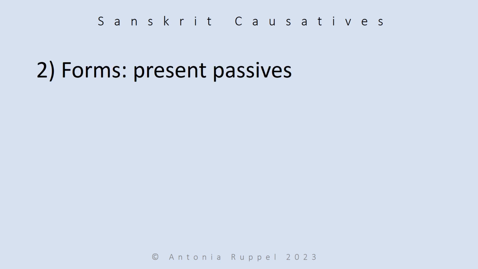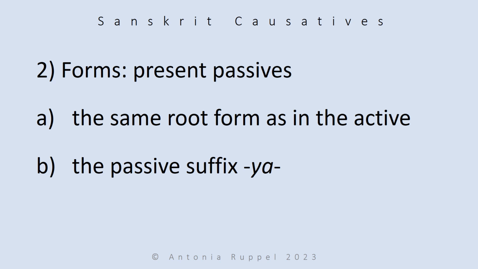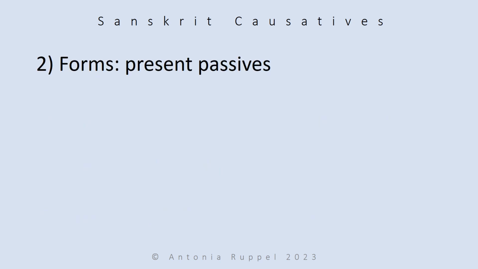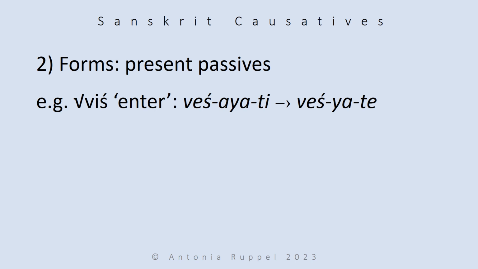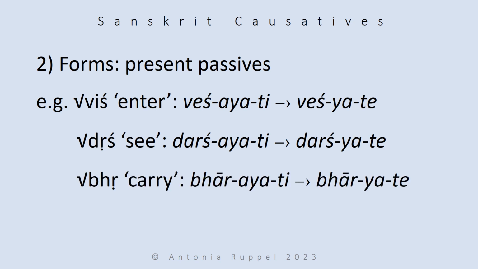Then we have present passives. For those, we use the same root form as in the active and the middle, but then we add to them the suffix ya, which is also what we find for regular passives, and whatever mediopassive verbal ending we need. For example, from vish, I have an active causative veshayati. I keep the root form vish. Instead of aya, I add ya, and then instead of the active third singular ending ti, I add the mediopassive third singular ending te. So instead of veshayati, I have veshyate. Of drsh, darshayati, darshyate. Of bhar, to carry, bharayati, bharyate. Same form of the root, but we add not aya, but ya, and then our ending.